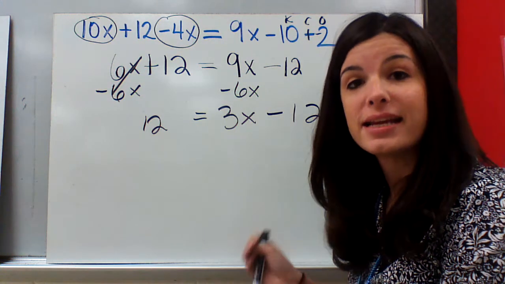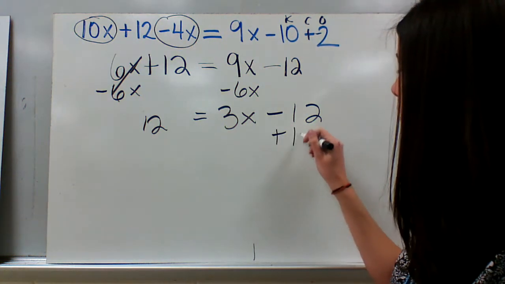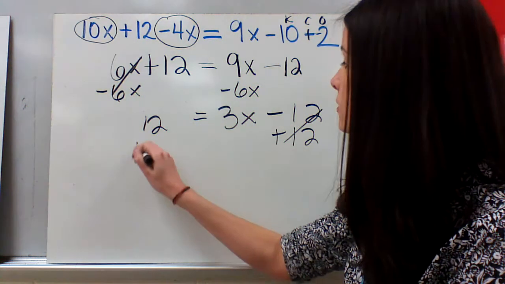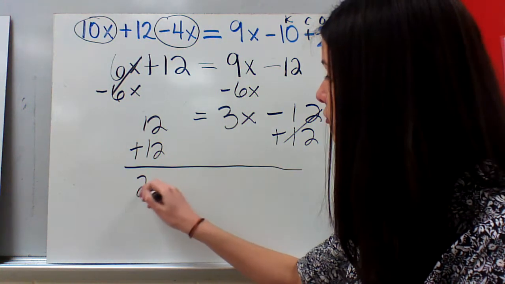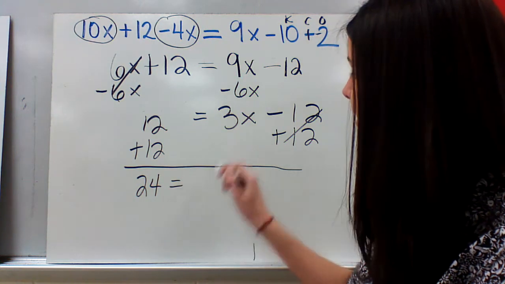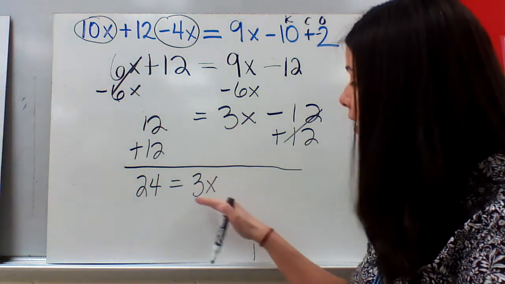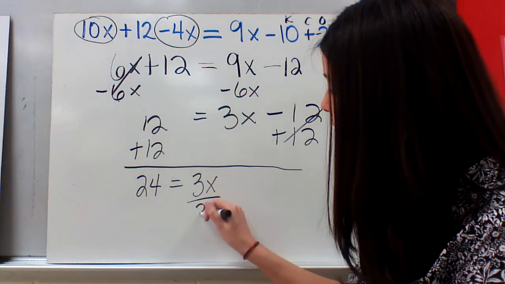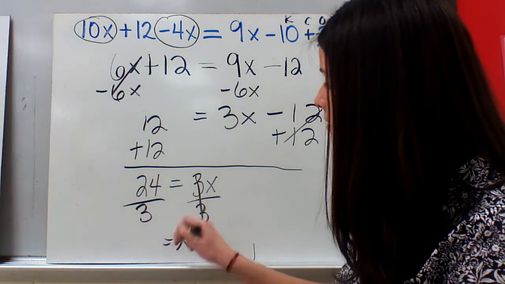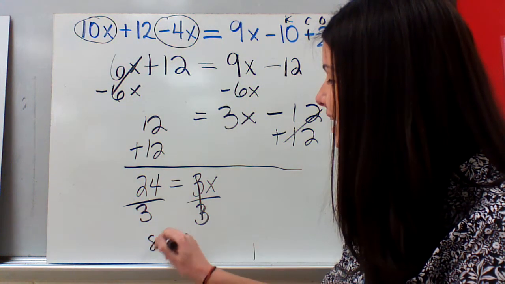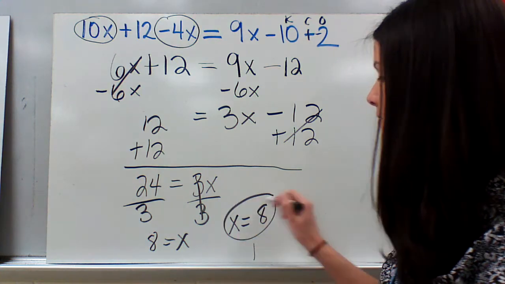The next step is to either add or subtract. We have subtracting 12, so I will add 12. And 12 plus 12 makes 24. Bring down my 3x on the right side. Last step is to multiply or divide. This is multiplication, so I will divide by 3. And I have x, and 24 divided by 3 is 8. So the value for x is 8.